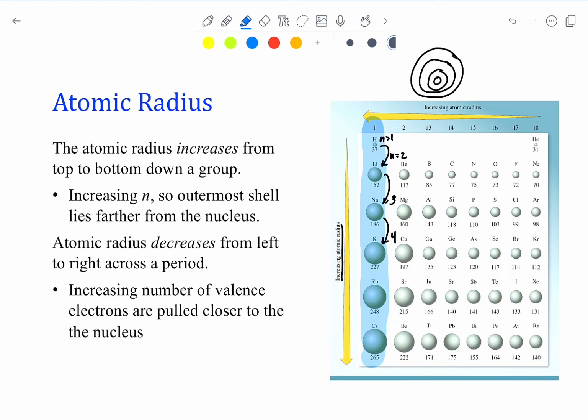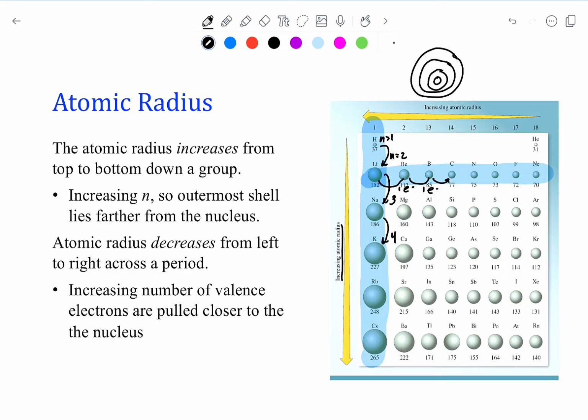Our next trend with atomic radius concerns how we go from left to right across a period. Within a period, here's period 2, the atomic radius decreases from left to right. As I add on one more electron with each one, the nucleus is pulling those electrons closer to the nucleus itself, causing the radius to decrease.